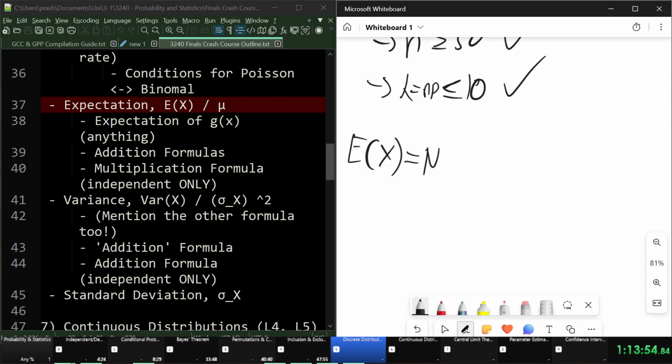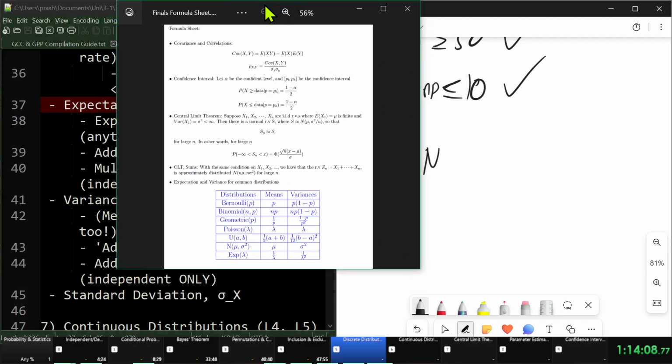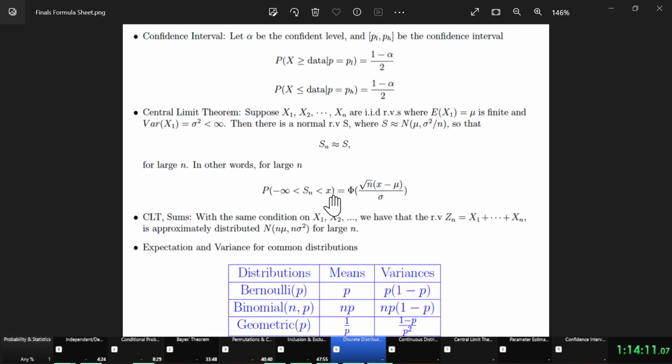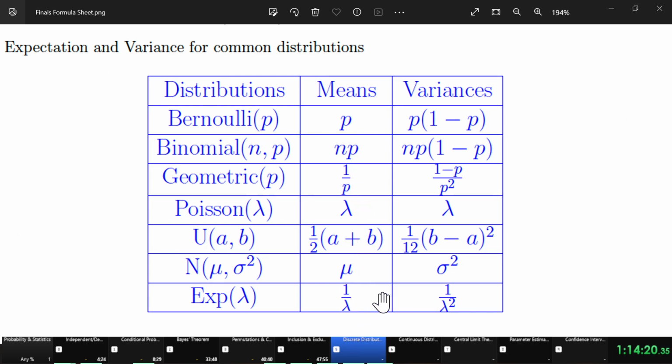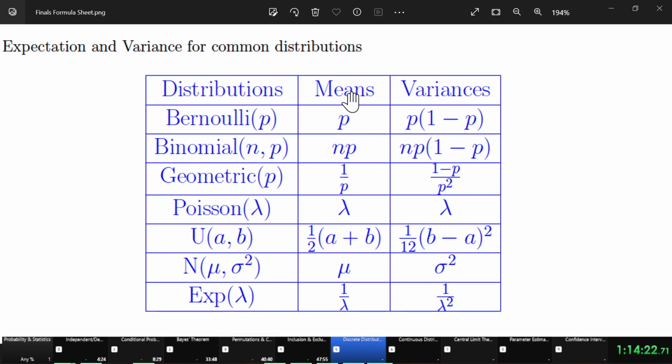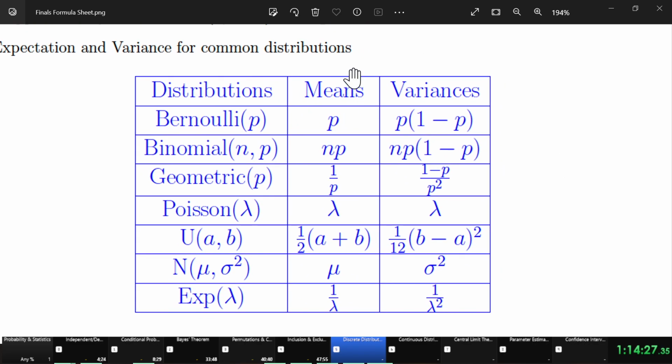And this mean is given in here, I think. This is the formula sheet that will be given in the papers, in the final paper. We are given the mean and the variance. Mean is the exact same as expectation. So for every single distribution that we've worked with, there's the mean and variance right there, the expectation and variance. So we don't have to memorize this, thankfully.